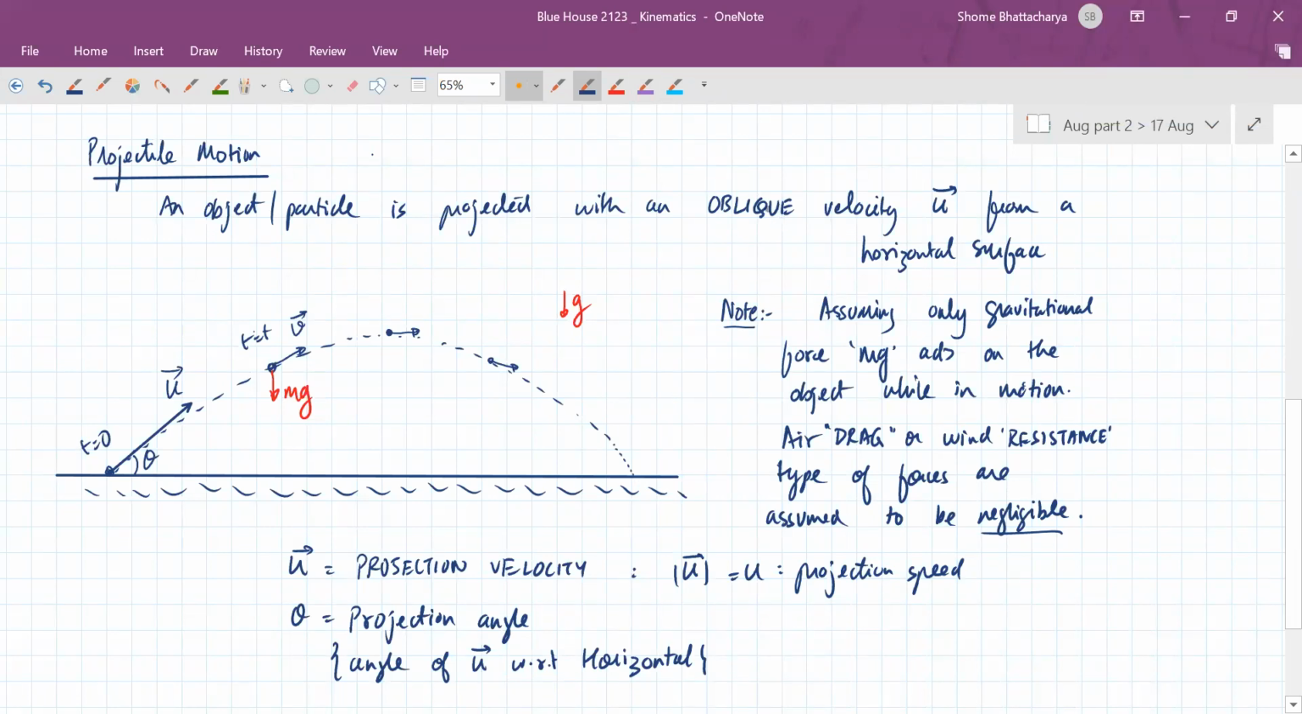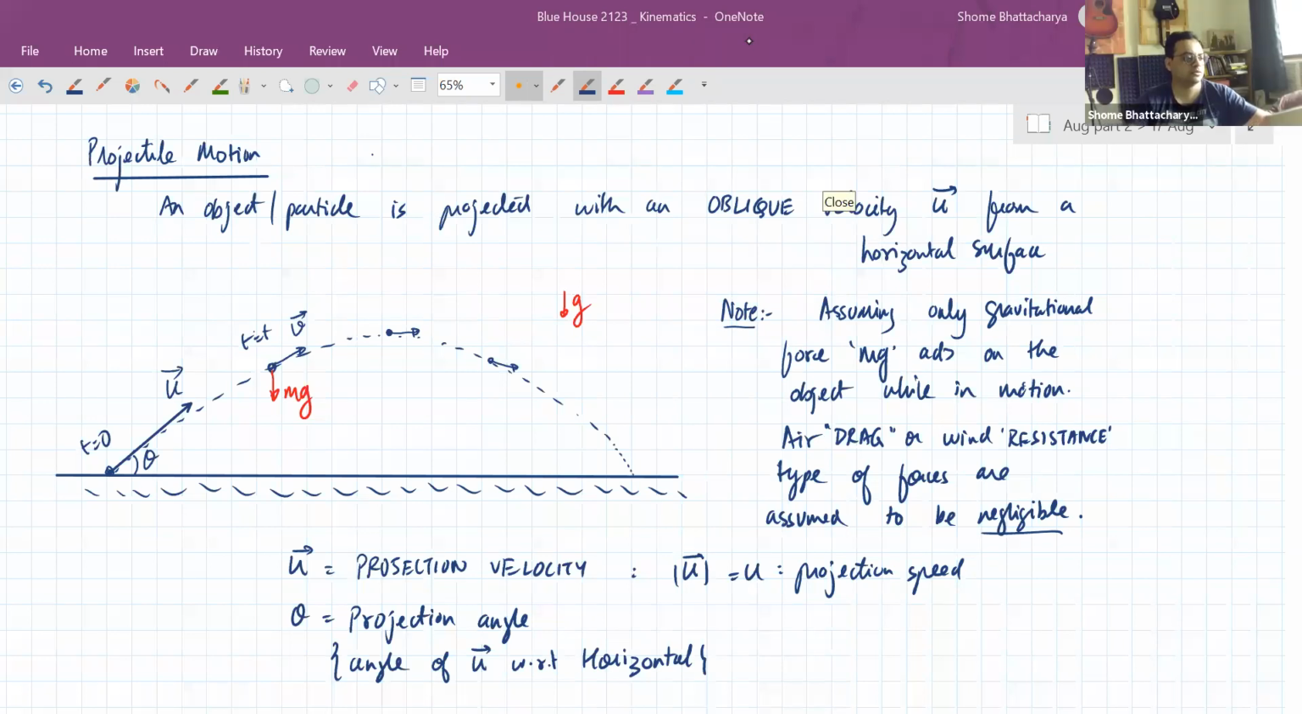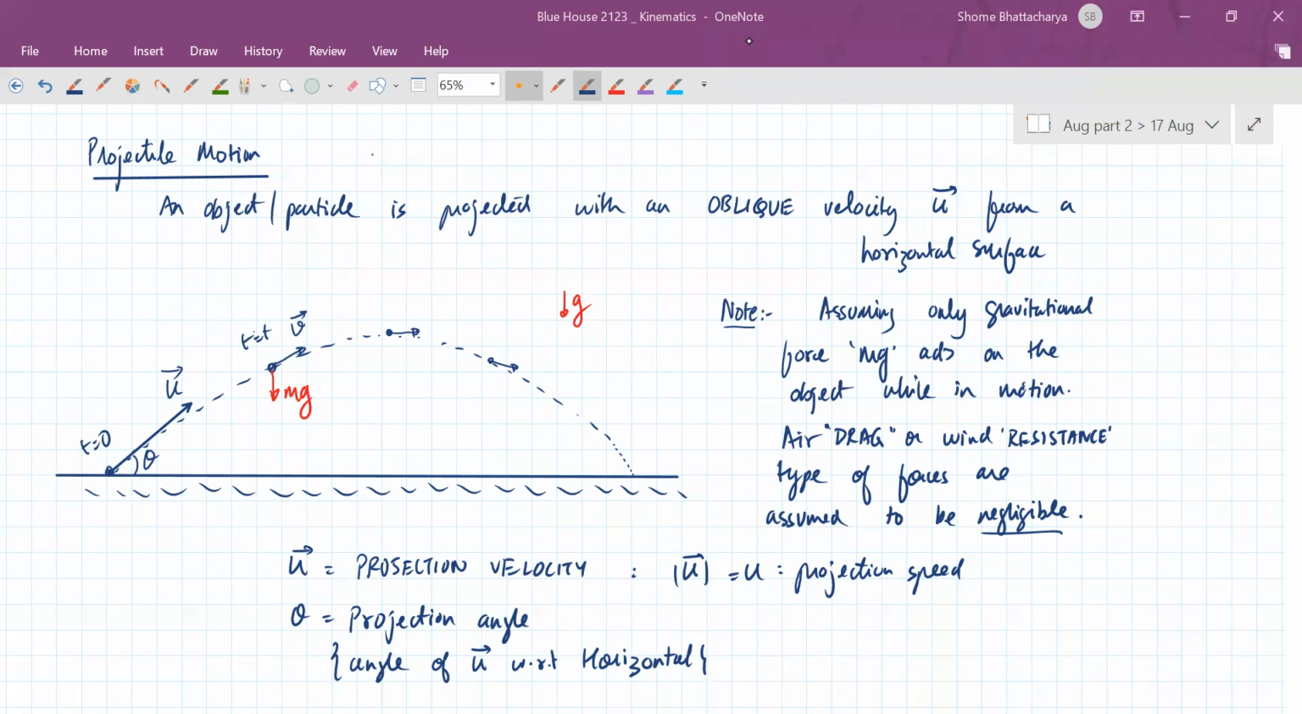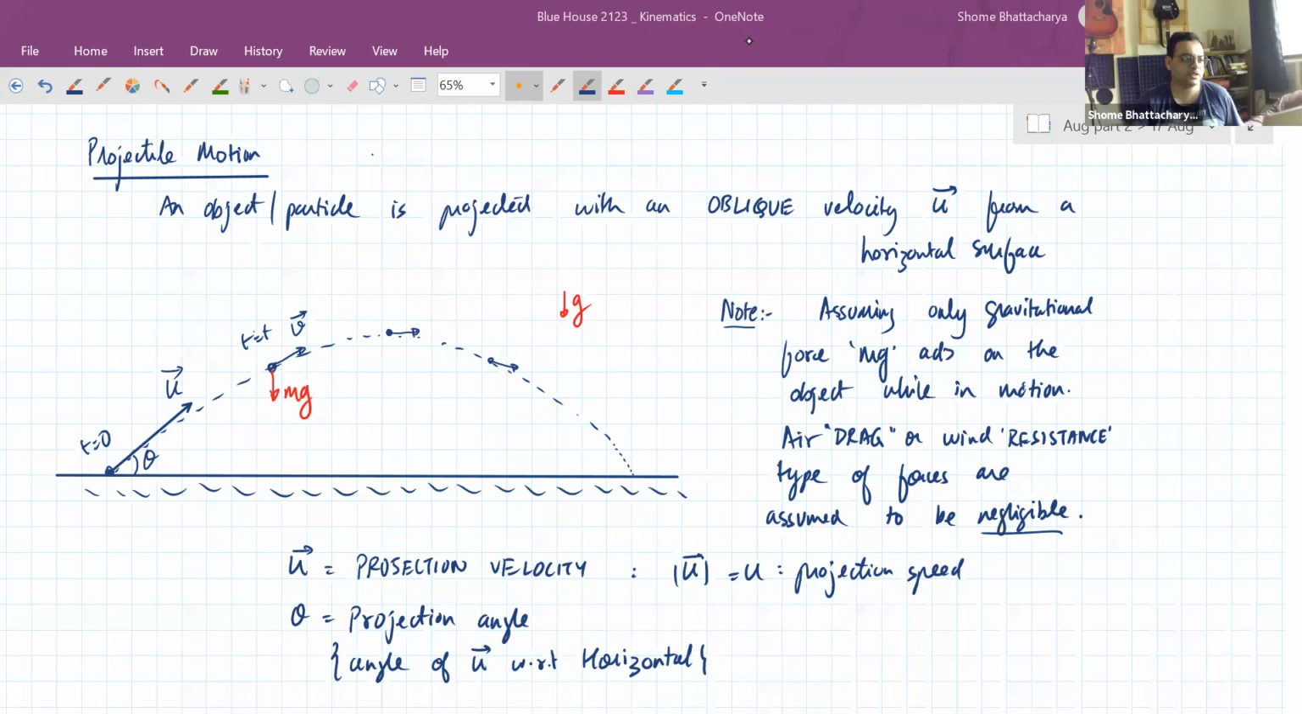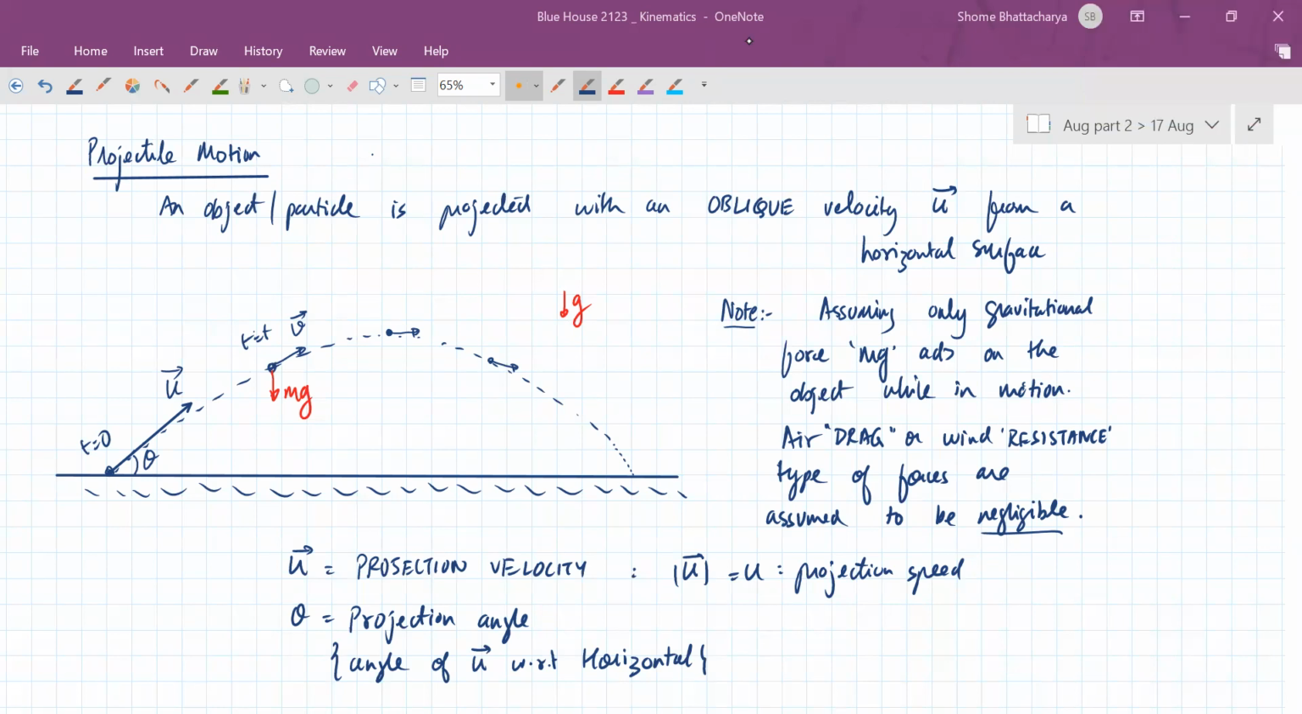So what if the air drag and wind resistance are taken into consideration then? Then the motion will be described by equations which are a little bit more complicated compared to what we are learning over here. That's the difference. This is a simple model of projectile motion. If other forces like air drag are taken into account, then it becomes a slightly more complicated version of projectile motion, and the equations that we'll have to generate will become more complex.